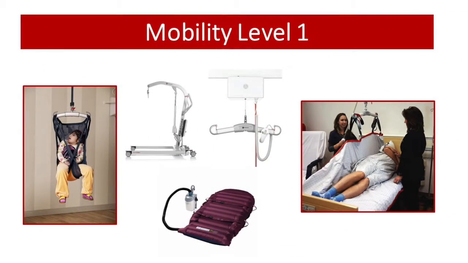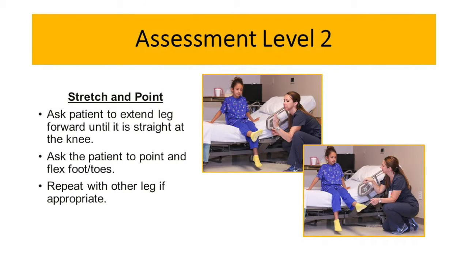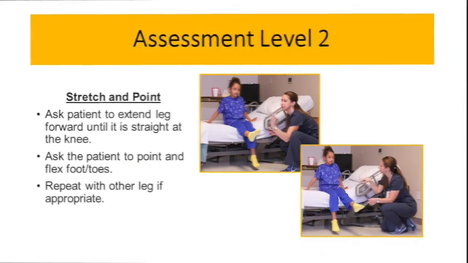If your patient was unable to come to a seated position or maintain balance while sitting, he or she is considered Mobility Level 1. Consider the use of some of these safe patient handling and mobility equipment to assist your patient in movement and transfer. If your patient successfully completed the tasks of Assessment Level 1, move on to Assessment Level 2, stretch and point.